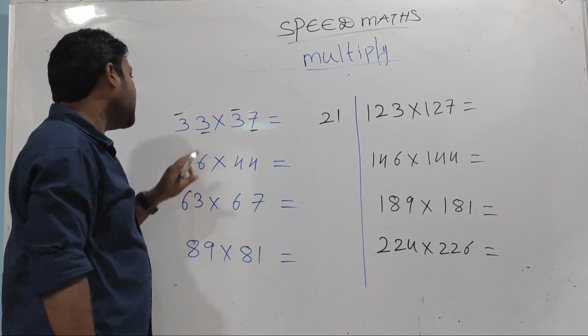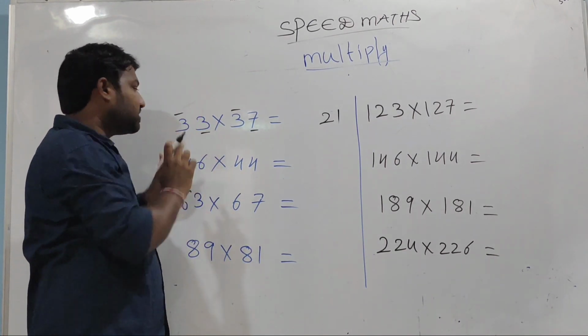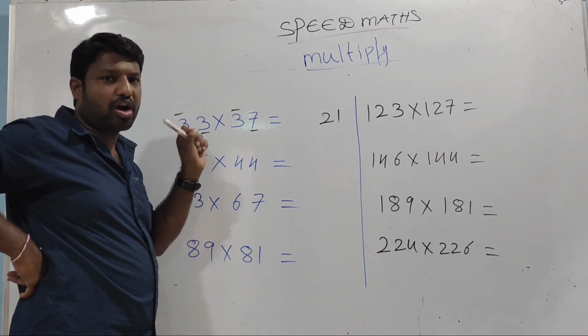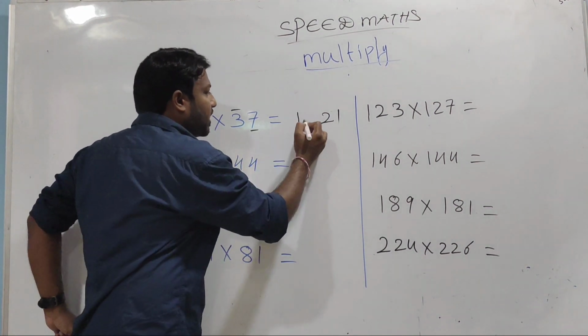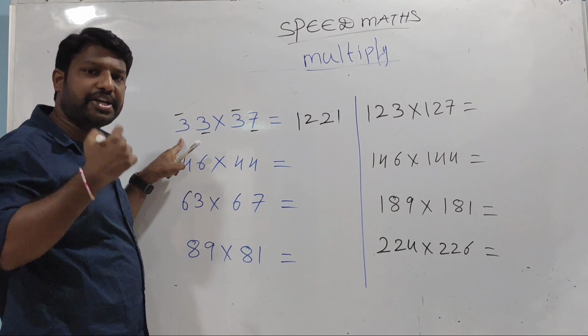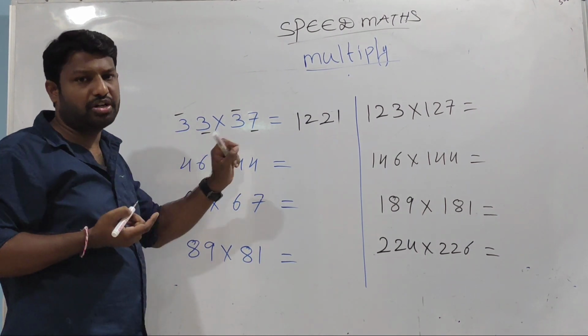I have written 21. Next, this digit is 3. Yes, 3. Now add 1 to this number. So what it will become? 4. Now multiply 3 into 4. 3 4s are 12. So what I did is, this digit is 3. Next digit is how much? 4. So 3 into 4 is 12.